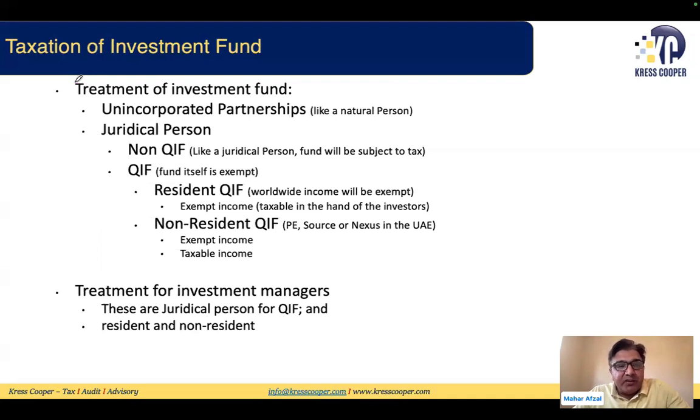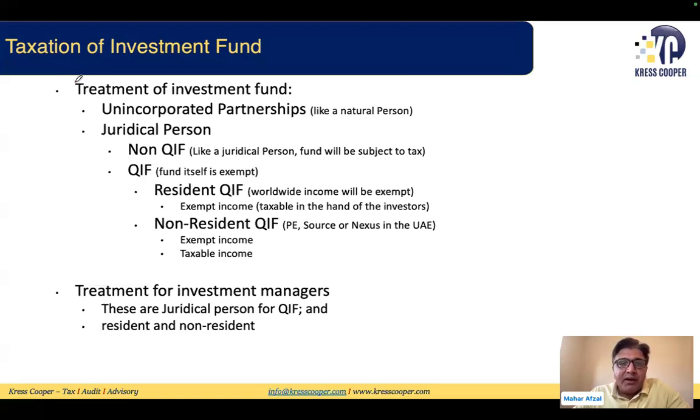Taxation of the investment fund. Treatment of investment fund: an unincorporated partnership, we know this is like a natural person. If the unincorporated investment fund has income up to 1 million, they will be exempt, they will not be subject to tax. Income more than 1 million, then income related to the worldwide business will be subject to tax. And they can claim small business relief as well if the income is more than 3 million. We know less than 3 million, cash basis of accounting; more than 3 million, we know what basis they need to apply, and the income will be subject to tax.